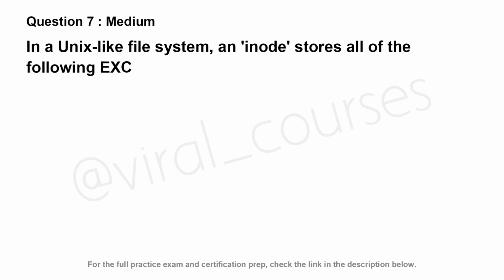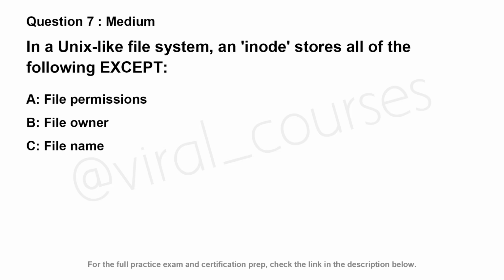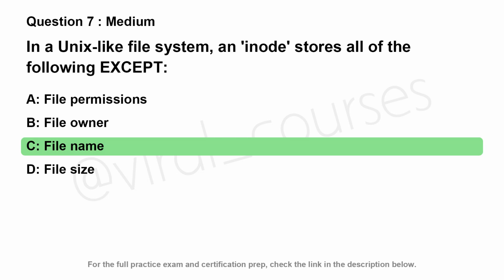In a Unix-like file system, an inode stores all of the following except Option A, file permissions. Option B, file owner. Option C, file name. Option D, file size. The correct answer is C.